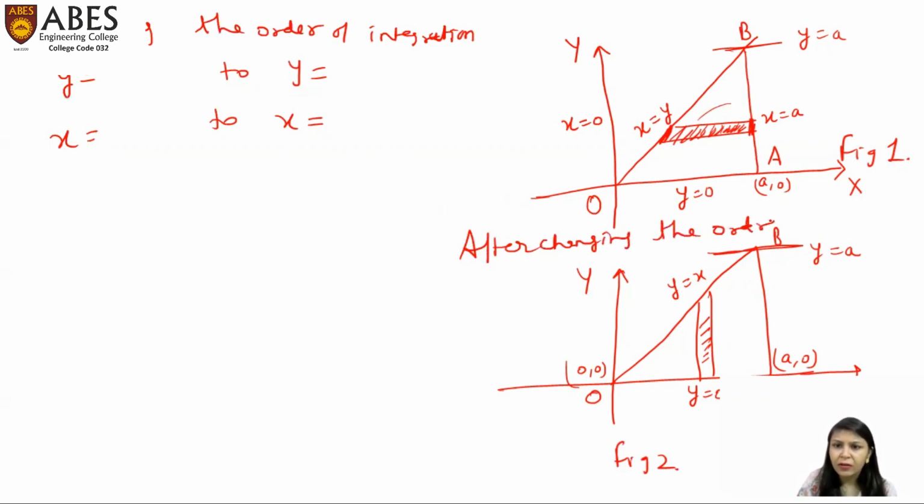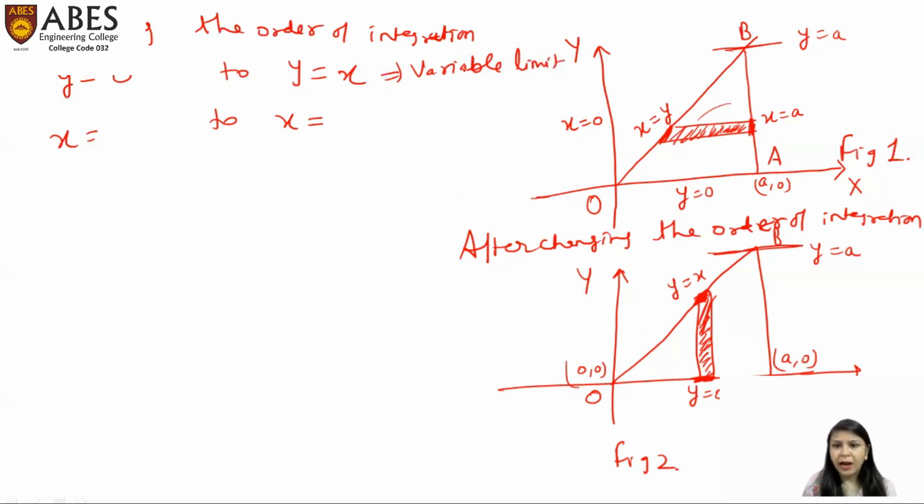After changing the order of integration, we draw the same figure, but in the second figure we draw the vertical strips. We have to see where this strip starts and where it ends. It starts from here, and this is the x axis line. On this x axis, what is the value of y? It is 0. So y equals 0, and it ends here. The value of y here is y equals x. So this is a variable limit.